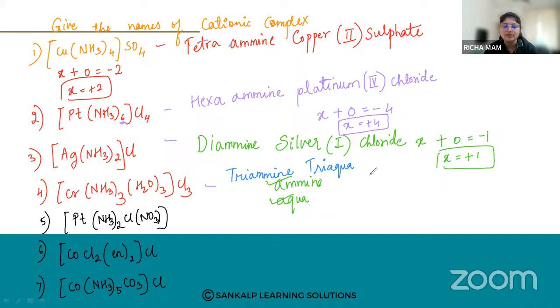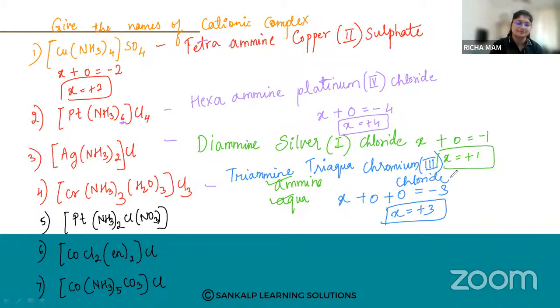Then let us see the charge of chromium. Chromium is X plus this is 0 and this is 0. Water is also a neutral molecule, equals -3. So X is equal to +3. So chromium is 3 and then chloride.